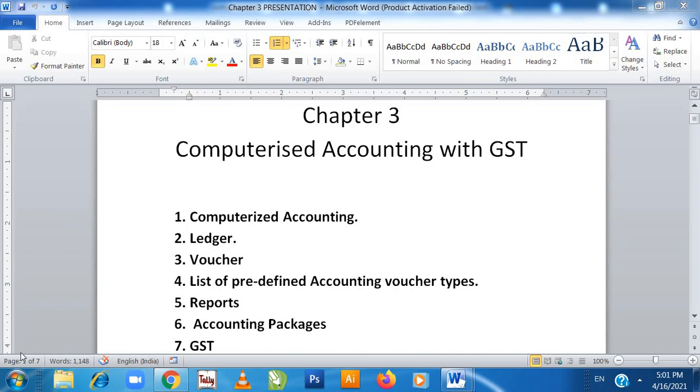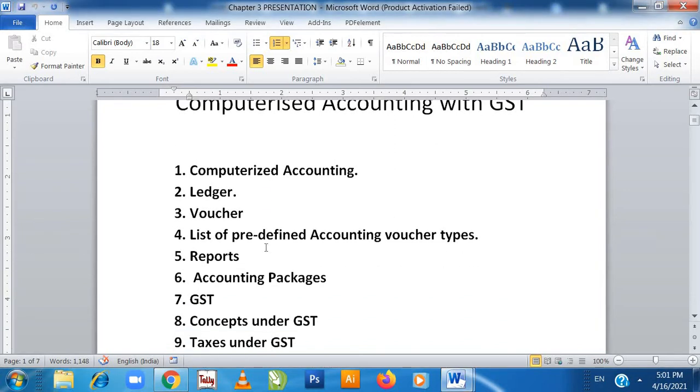Now in this chapter we are doing computerized accounting with GST. This is chapter number 3 of HSC IT Commerce, that is computerized accounting with GST. Before starting the chapter we will understand what we are covering in this chapter. First we will be understanding what is computerized accounting.